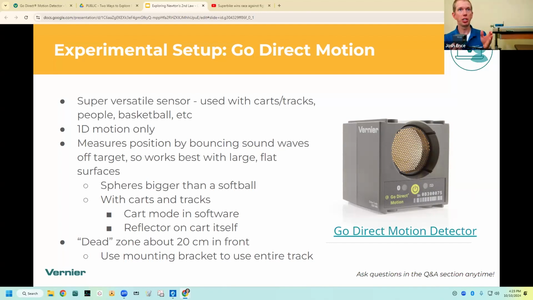So it's really just one-dimensional motion directly in front of it. It measures time and then uses that to figure out position. In the software, Graphical Analysis, it'll then do a numerical derivative to find the velocity and also the acceleration. We'll look at that today.